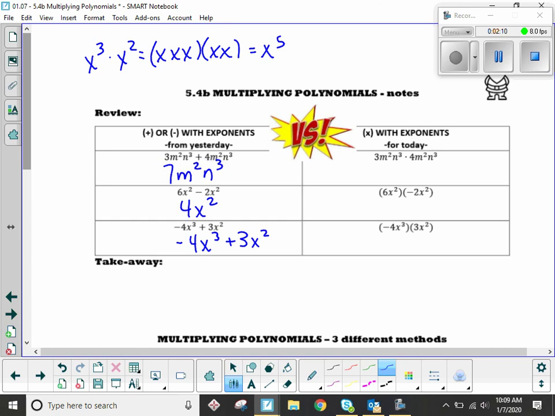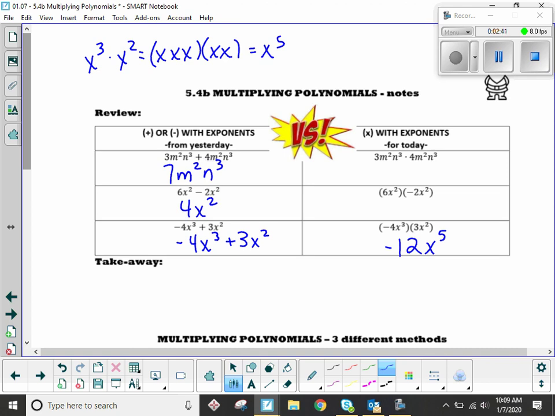So, for example, on this bottom problem, when we were adding, there was nothing we could do. But when we're multiplying, we actually can do the math. You do the math on the coefficients. Negative 4 times 3, you do that. Negative 12. And then you add the exponent. So it's x to the 5th, all right? Couldn't do anything about it when it was addition, but we can do something about it when it's multiplying, because the rules are different.